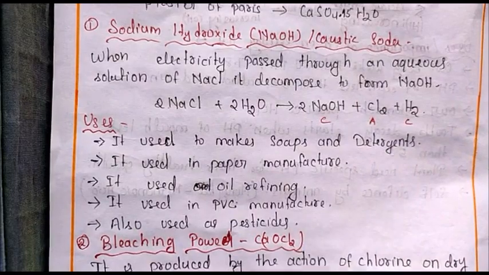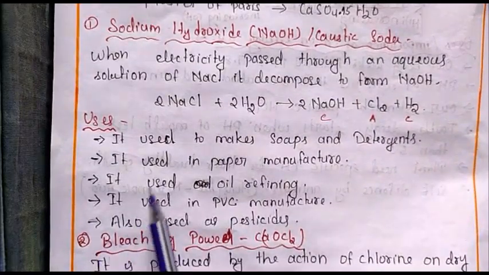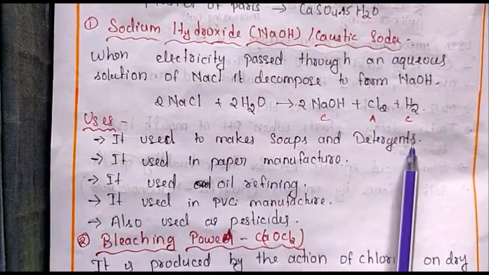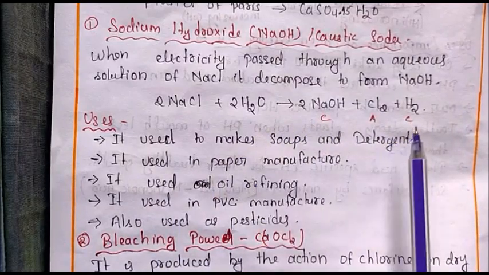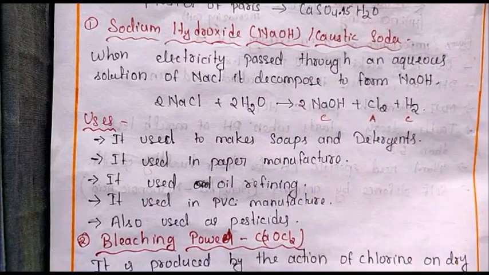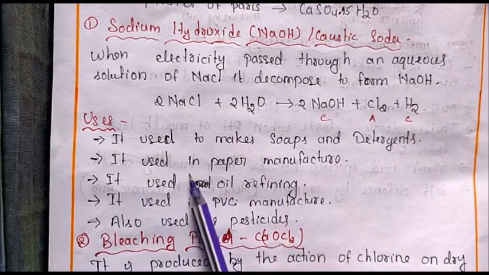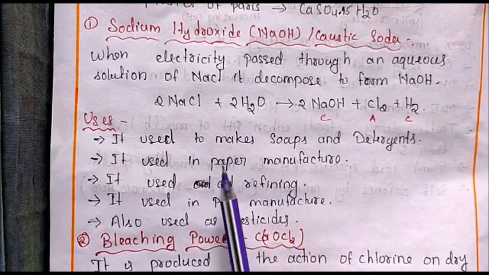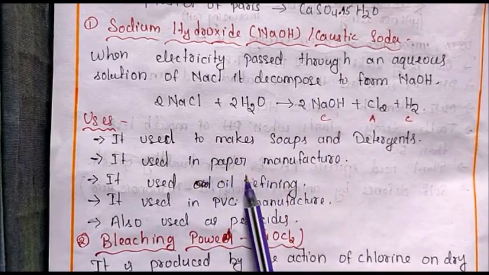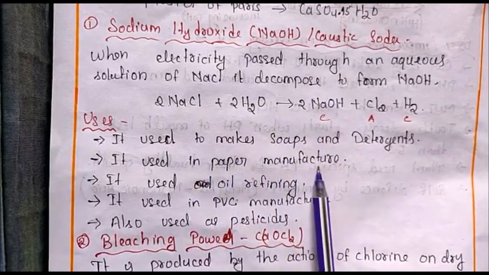What is the use of NaOH? It is used to make soap and detergent. The industries make soap and detergent with the help of sodium hydroxide. It is used in paper manufacture. In wood pulp, sodium hydroxide is added in paper manufacture.